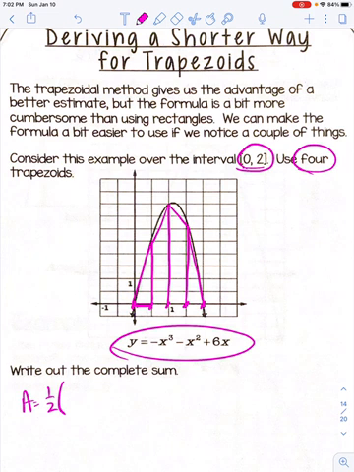All right, what is my width? Well, the width, because I'm going from 0 to 2, my total width is 2, but I'm dividing it into 4 trapezoids, so I know my width is 1/2. All right, now I need the width at 0 one time, and that's a 0. I need the width at 1/2.